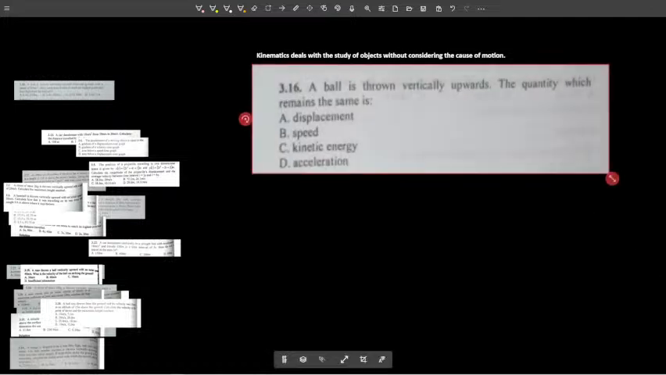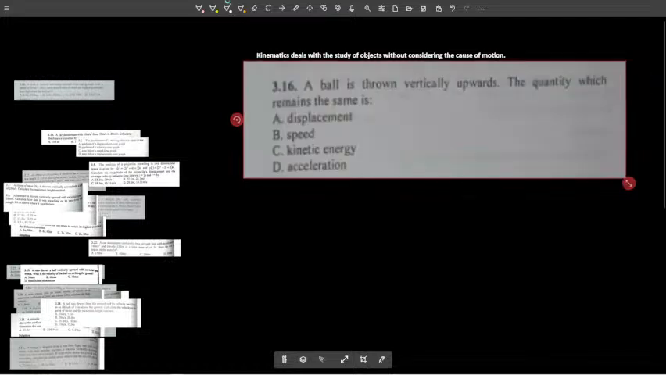Let's start with the first one. They said displacement. Does displacement remain the same or does it change? Let me just draw a little ball. As the ball is going up, what is changing? The distance that it is traveling in that direction changes. So the answer is not displacement.